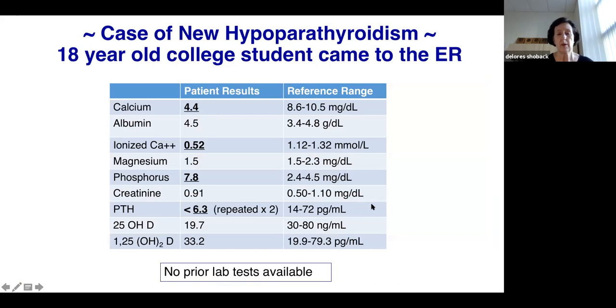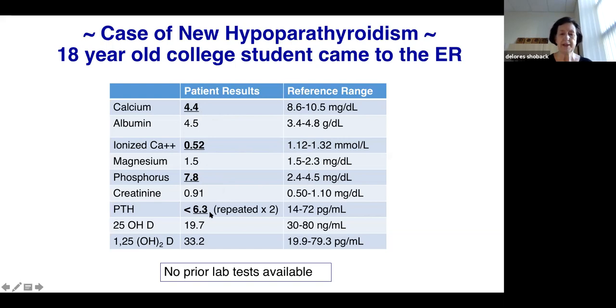So here's a case that we had in the clinic last year. This is just to show you how these numbers land, and maybe your numbers are similar to this. So she was an 18-year-old college student who came to the ER who was having headaches, and she couldn't do her college studies. Look at how low her calcium was, 4. Okay, you can see way outside the normal reference range. Here's her albumin, normal. Here's her ionized calcium, super low. Here's her magnesium, just at the bottom of the normal range, but okay. Look at that phosphorus, really high, okay?